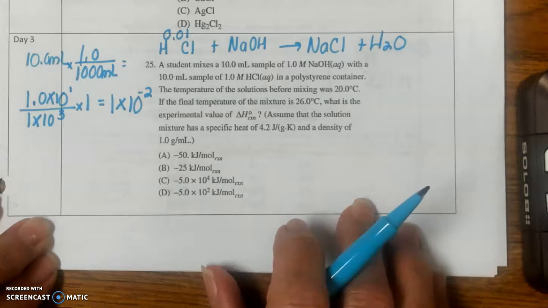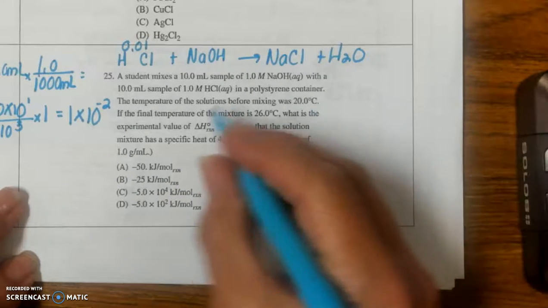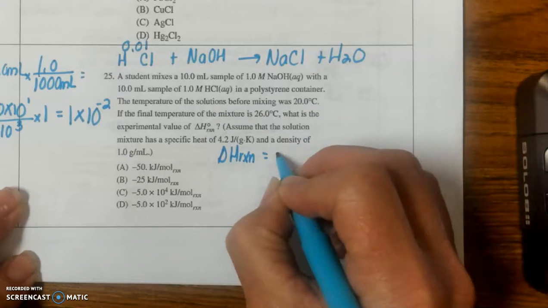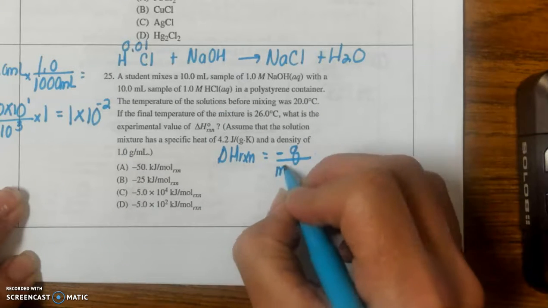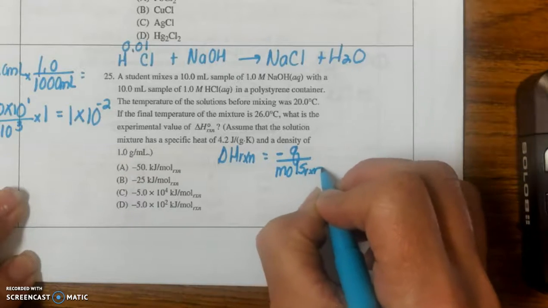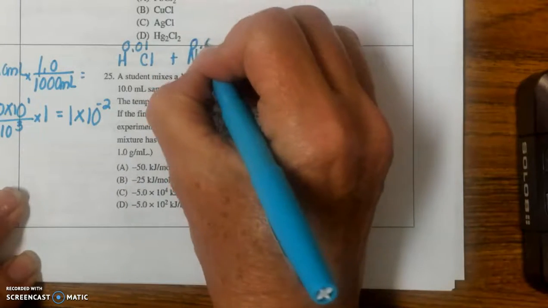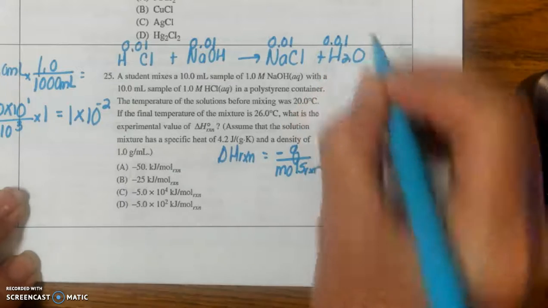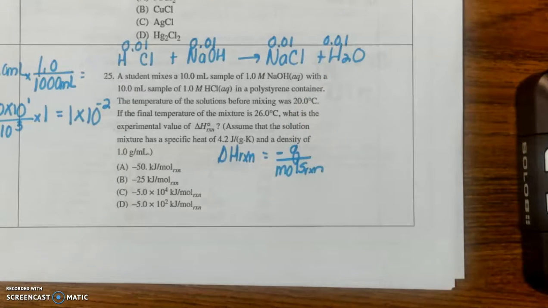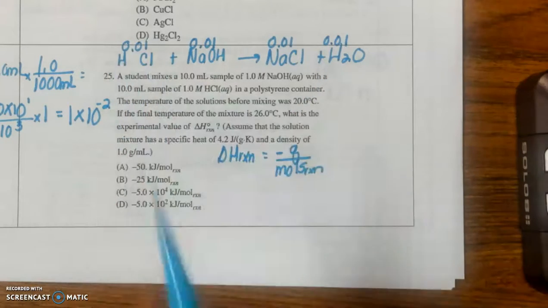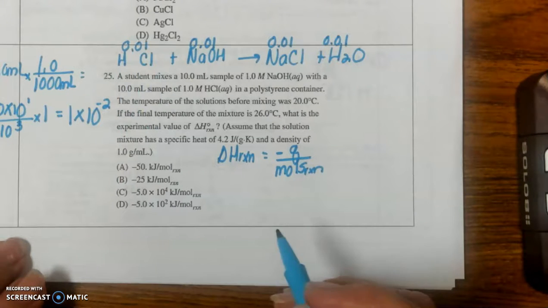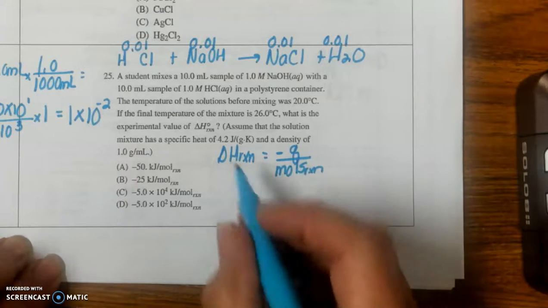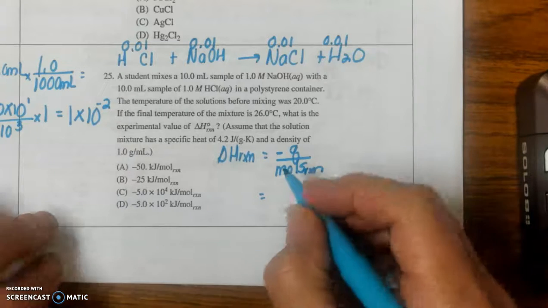Okay, so now let's do the delta H part. We're going to do delta H of reaction is equal to a negative Q divided by moles reaction. All right. Now, moles of reaction, I'm going to get up here. Everything here is 0.01. So all of my stoichiometry of 1, where I have a 1 in front, is 0.01. So let's plug all this in. What I'm going to have to do is calculate Q. So this is equal to what?